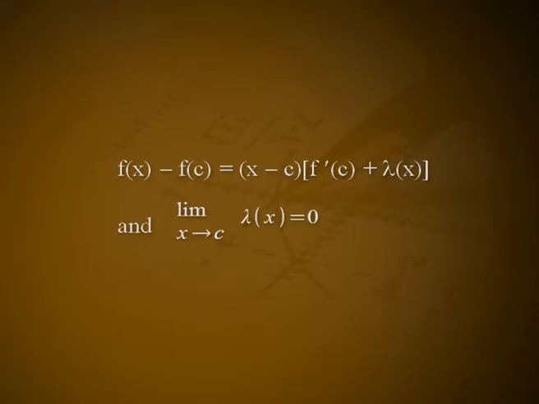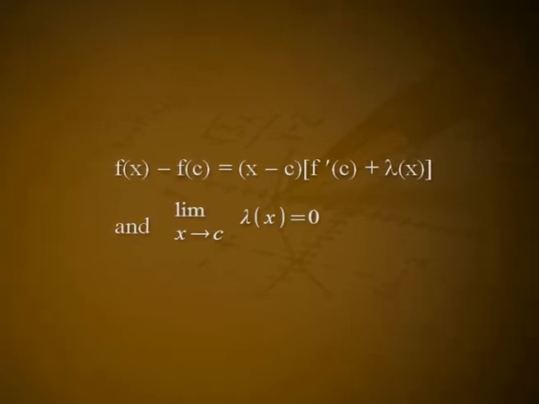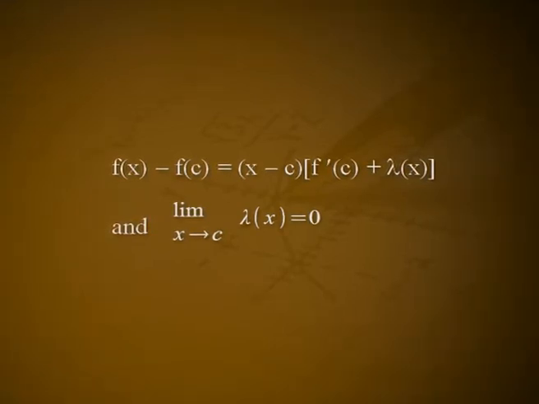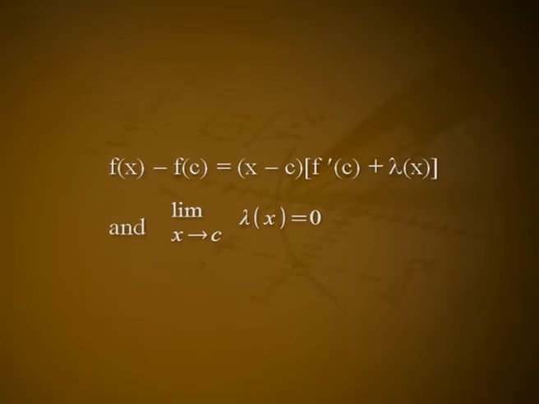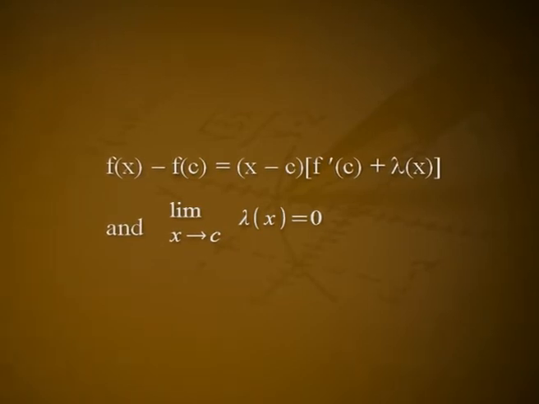Theorem. Let f be a real valued function defined on an interval I. If the function f is differentiable at c in I, there exists a function lambda on I that is continuous at c such that f(x) minus f(c) equal to (x minus c) into (f prime of c plus lambda(x)) and limit x tends to c of lambda(x) equal to 0.